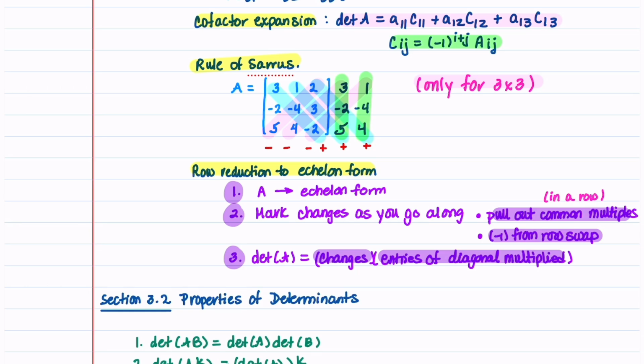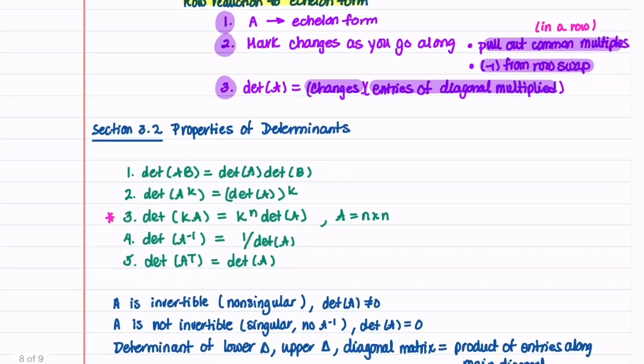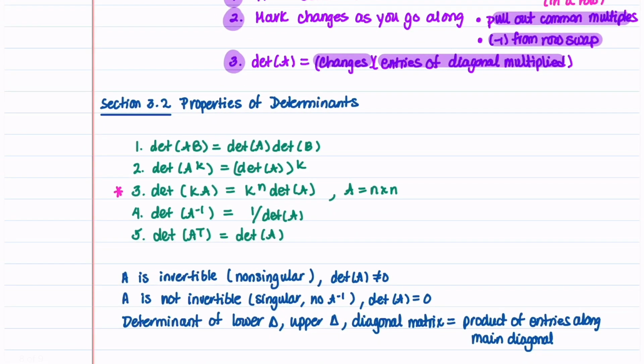The nice thing about row reduction to echelon form is you end up with a non-zero entry, and then the rest of the entries in that column are zeros, which makes it really easy to calculate a determinant. We then looked at section 3.2 on properties of a determinant. I've listed the properties that we talked about here. Keep in mind, number 3 is the one that's usually missed by students. You have to multiply by k to the n, and that's because each factor k multiplies each row of A, so you're basically pulling out a factor of k that corresponds to each row of A.